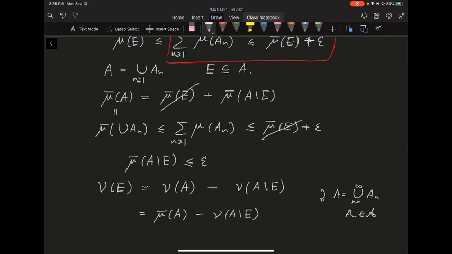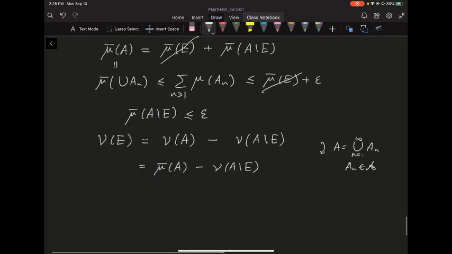So what's my goal here? I want to show that this nu of E is greater than or equal to, this is what I want to show, mu bar of A, maybe minus an epsilon. So this is what I want. In other words, I need to give an upper bound of nu of A take away E. So what's an upper bound of nu of A take away E?